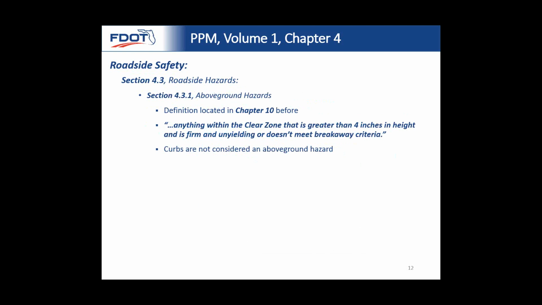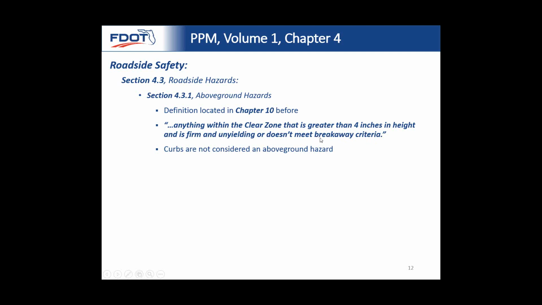Moving on to roadside hazards, so we're really starting to define what constitutes a hazard along the roadside that could be located within that clear zone distance that would start providing the threshold for when barrier might be needed. Previously, the definition for an above ground hazard was located in chapter 10, but we moved that over here. We're basically talking about any object that is within that clear zone distance that is 4 inches in height or more, and is firm and unyielding, or doesn't meet breakaway criteria.